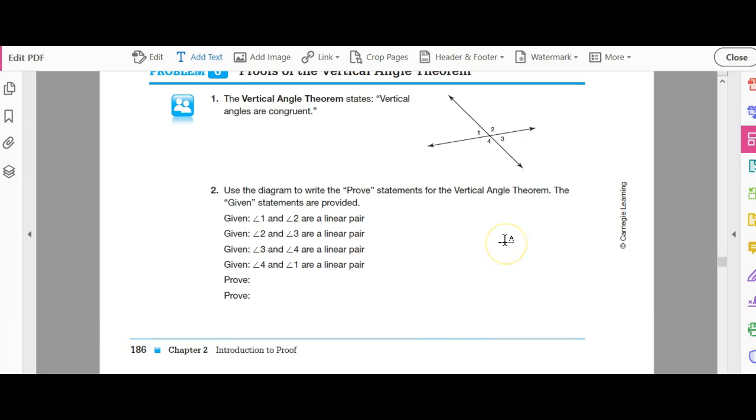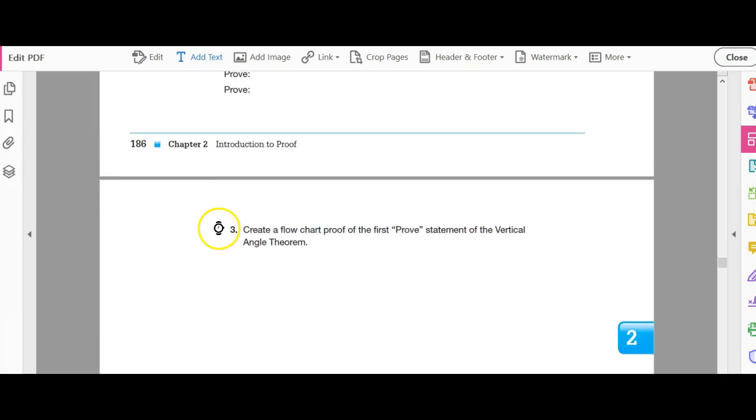And I think that we should be out of time at this point. But if not, I challenge you guys. See if you can figure out how you know that in this case, angle 1 is congruent to angle 3, and angle 2 is congruent to angle 4. See if you can work through that on your own.